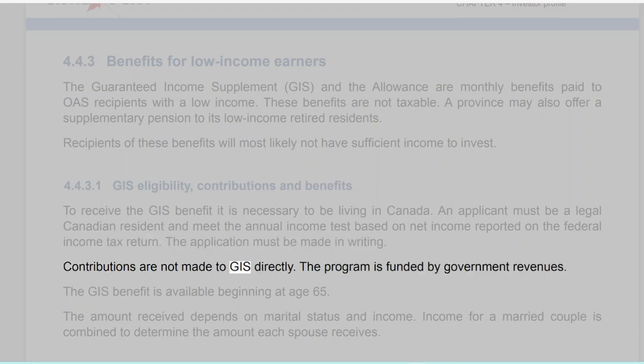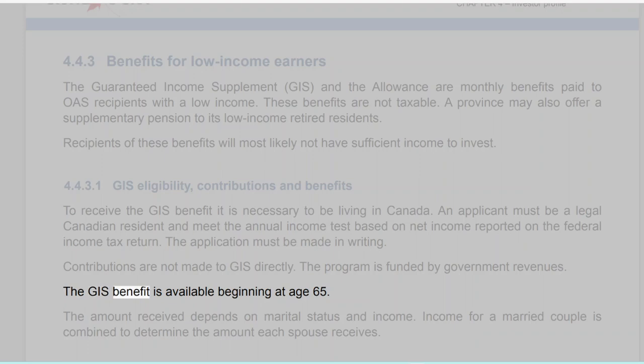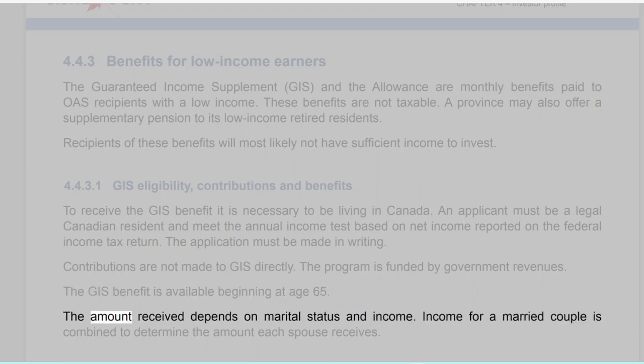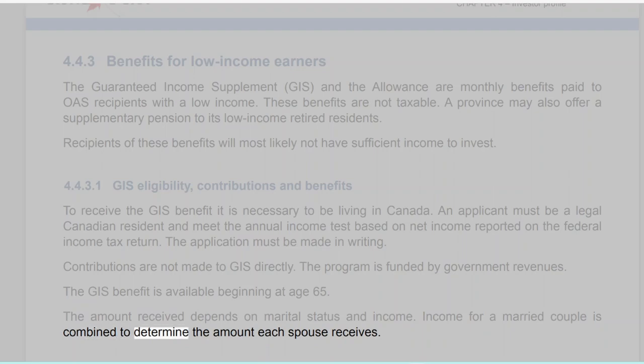Contributions are not made to GIS directly. The program is funded by government revenues. The GIS benefit is available beginning at age 65. The amount received depends on marital status and income. Income for a married couple is combined to determine the amount each spouse receives.